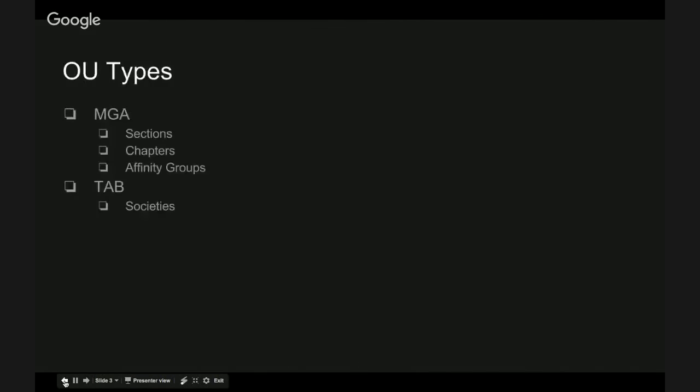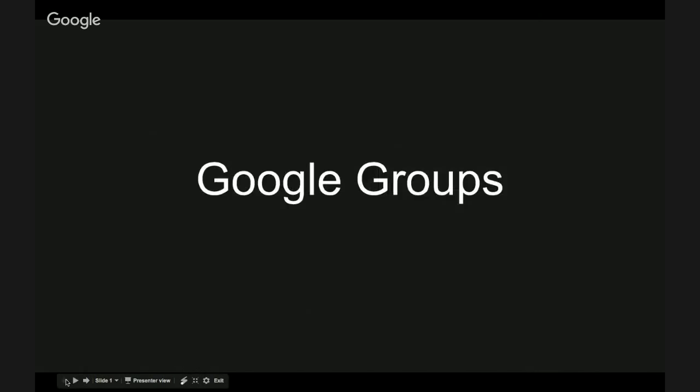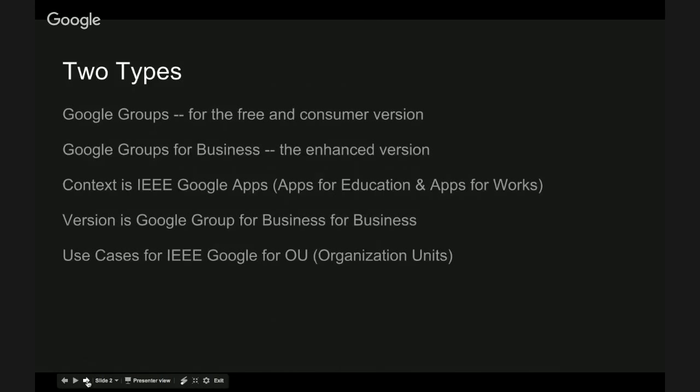This afternoon, we're going to talk about Google Groups, and we're going to consider Google Groups from two key perspectives. There are really two types of Google Groups. There's Google Groups that is free, which is the consumer version, and there's Google Groups for Business. If you have a Gmail account, you have access to general Google Groups, and that is free, and it has a very limited set of features.